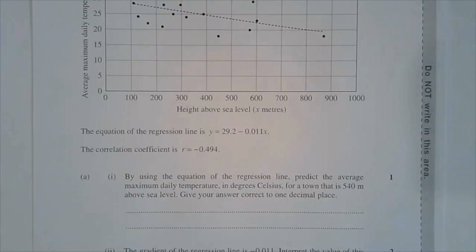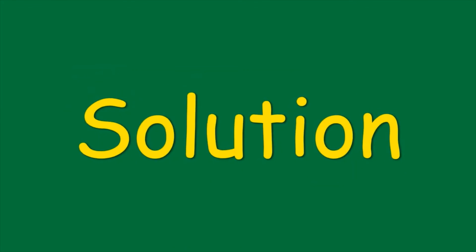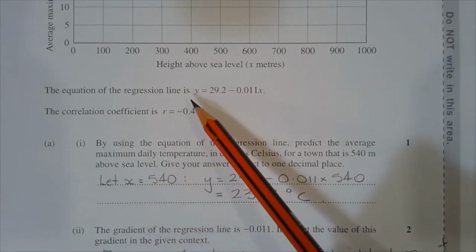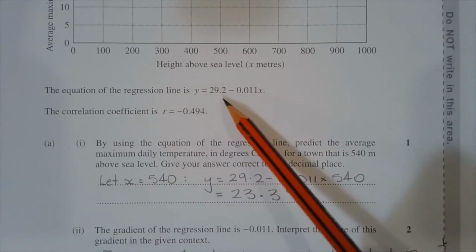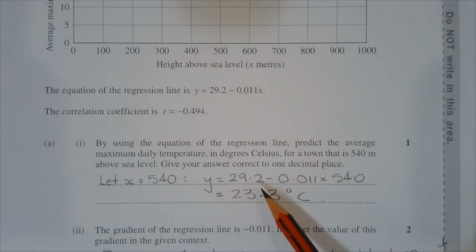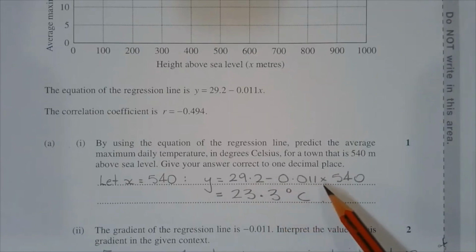Part A, I. By using the equation of the regression line, predict the average maximum daily temperature in degrees Celsius for a town that is 540 meters above sea level. Give your answer correct to 1 decimal place. Substituting x equals 540 into the equation, y is equal to 29.2 minus 0.011 multiplied by 540, and that equals 23.3 degrees Celsius, correct to 1 decimal place.